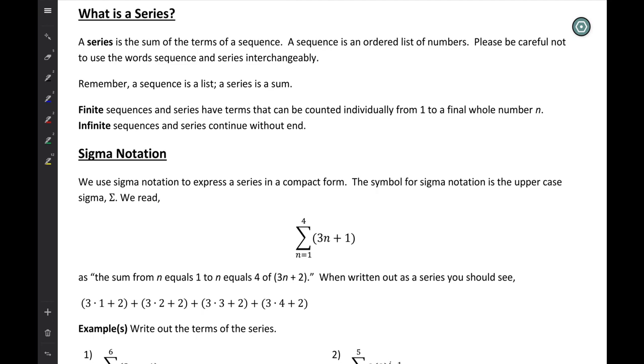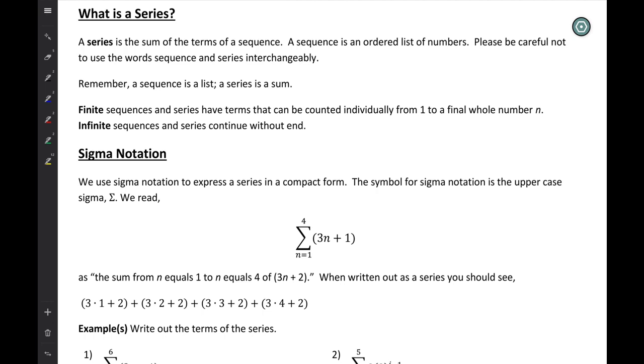So our first question is, what is a series? A series is the sum of the terms of a sequence. A sequence is an ordered list of numbers, as we saw in the last video. Please be careful not to use the words sequence and series interchangeably. Remember, a sequence is a list, and a series is a sum.